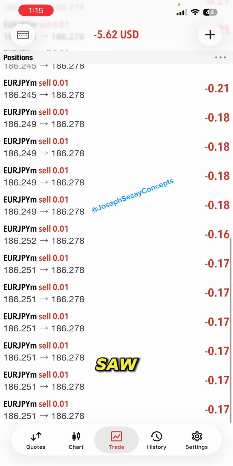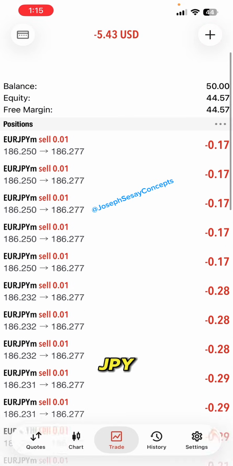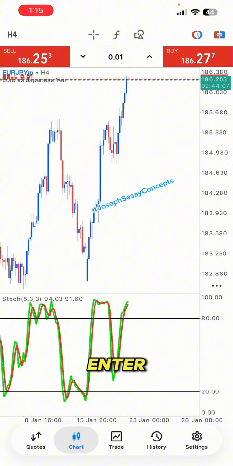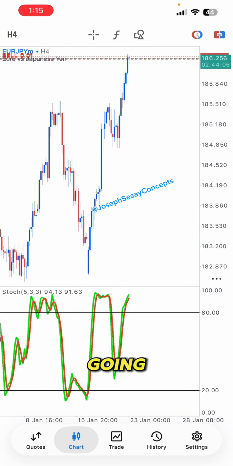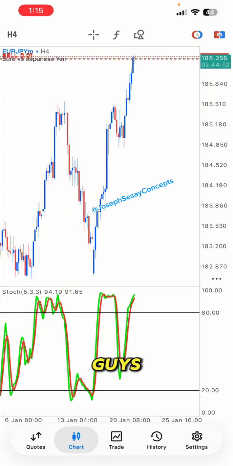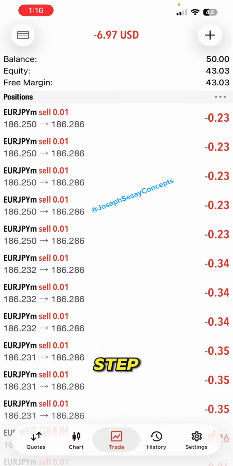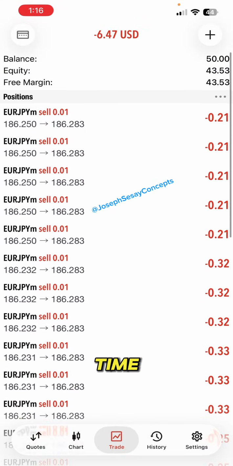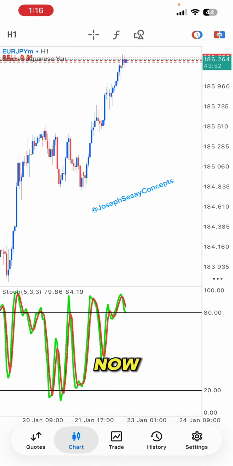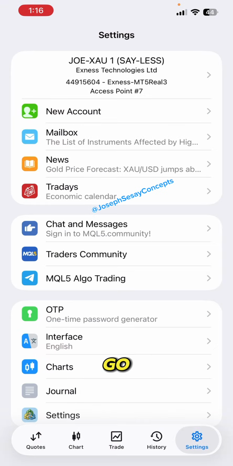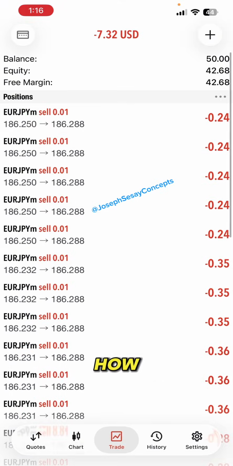So yeah, I saw this setup on EURJPY, so I decided to just enter. Let's see how we are going to flip this account, and I'll show you the strategy. I'll make a separate video explaining this step by step. I used the 4-hour time frame just to enter for this particular setup. So now guys, let's see how this goes. This account is a real account. Let's see how this goes.